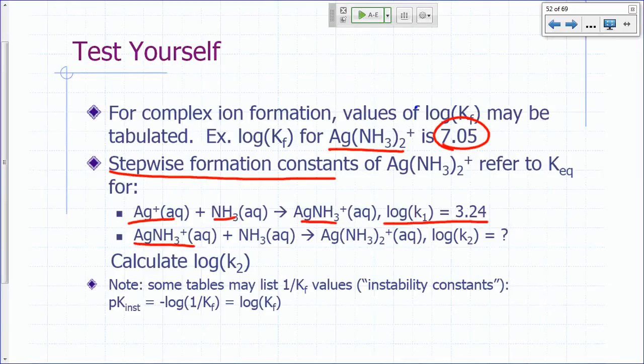And then if it picks up another ammonia molecule, so now you have Ag(NH3)2, there's another formation constant for that. The question is, what's that number if the overall formation constant is 7.05? How can we calculate log K2?